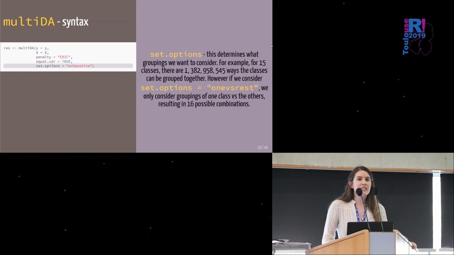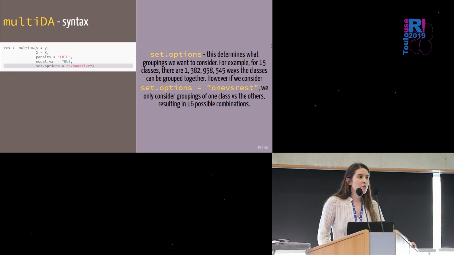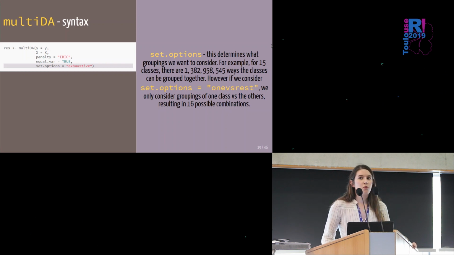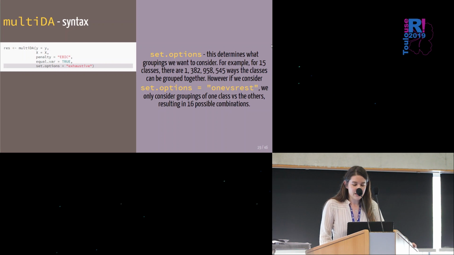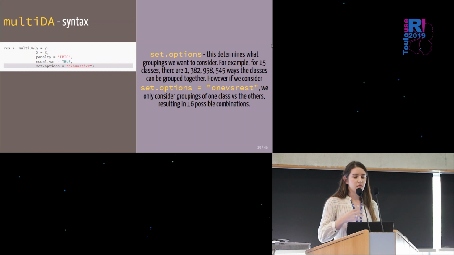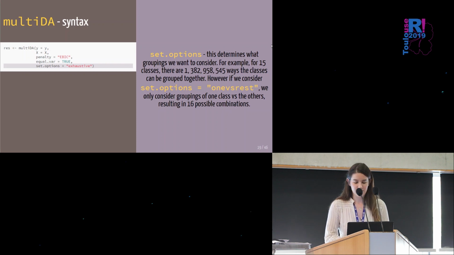And now we have, uniquely, the set options part, which determines how many groupings we want to consider. So for example, for 3 classes, we had 5 different ways the data could be grouped under the classes. For 4 classes, you have 16 ways. And if you have 15 classes, there's over 1 billion ways you can group the classes together. So this is actually computationally infeasible. But if you want to consider set options as one versus rest, all you do is compare one class against the others. And in that case, you only have 16 groupings to compare, which is much more feasible for a large number of classes in your data set.